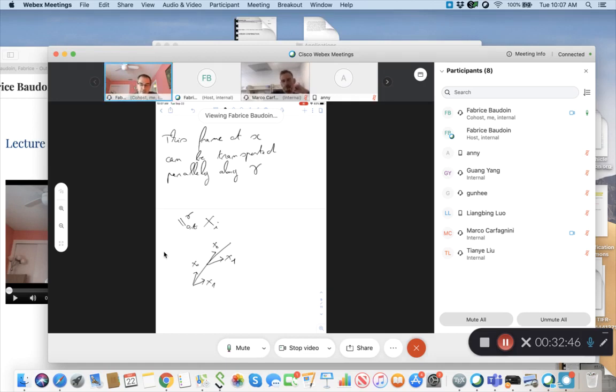Keep in mind that gamma is a geodesic. So if I transport parallelly gamma prime along gamma, what is the vector field I get? Can someone tell me? Has someone an idea about this one? The velocity? Very good, exactly. Because the velocity is parallel along gamma. This is the definition of a geodesic: you can take it as a definition that the velocity field is parallel along gamma. So x_0 is always equal to gamma prime.